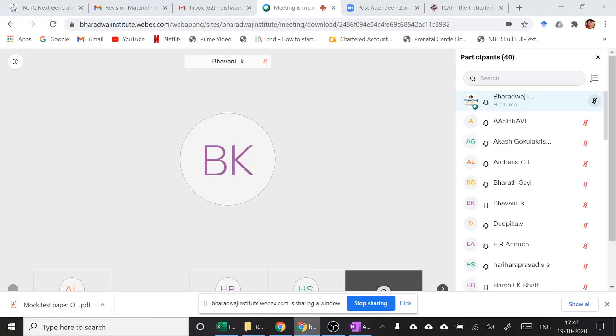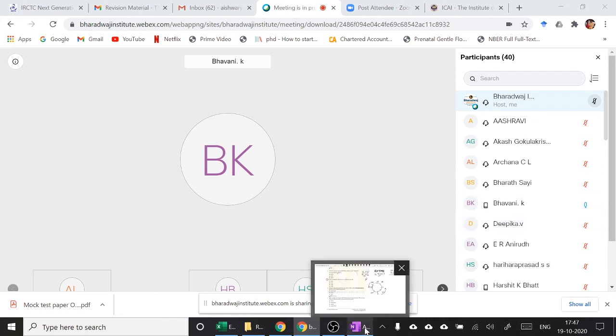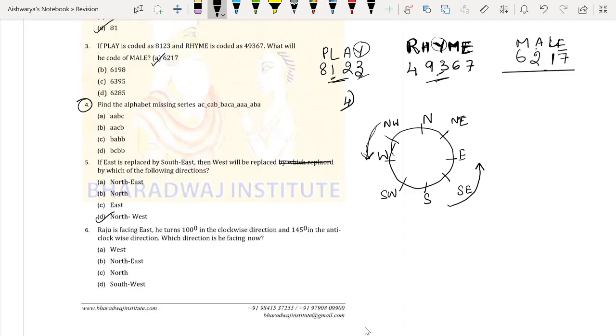Come to the sixth question. Okay. Sixth one, who wants to read it after Deepika? Raju is facing east. He turns 100 degrees in the clockwise direction and 145 degrees in the anti-clockwise direction. Which direction is he facing now? Okay. So I'm going to use the same circle, okay? You have Raju here. Raju is looking in the east direction. Okay. He turns 100 degrees.